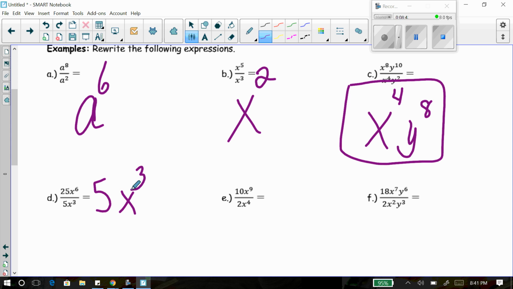So the numbers, the coefficients that I'm adding in, we just treat as numbers. You multiply them or you divide the numbers. It's the exponents that have different rules. So E, 10 divided by 2 is 5. X to the 5th. 9 minus 4 is 5.